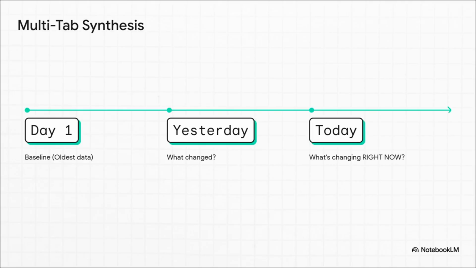But how do you apply this when the data is scattered everywhere? Because NGN case studies are multi-directional. You've got notes from day one, meds from yesterday, vitals from an hour ago. It's a lot. The technique here is multi-tab synthesis. You need to create a mental timeline. Start with day one. What was the oldest data? That's your baseline. Move to day two. Okay, what changed yesterday? Finally, land on day three. What is changing right now, today? By forcing all that scattered data into a chronological timeline, you reveal the patient's true trajectory.